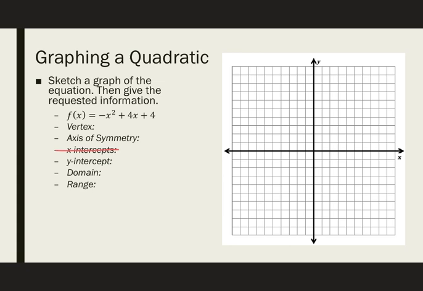So this is in general form. The x value of our vertex is going to be -b over 2a. So -4 over -2, which is a positive 2. Okay, that means my axis of symmetry is x = 2. And the x coordinate for my vertex is also 2.